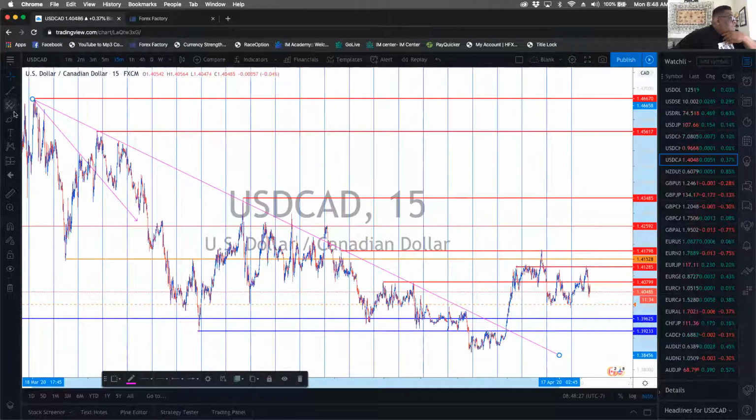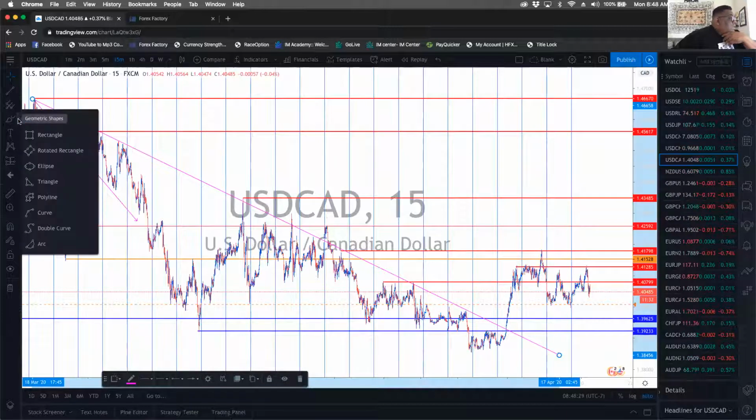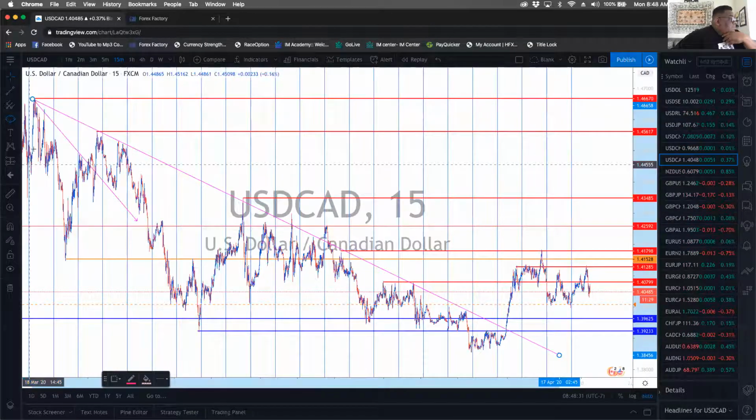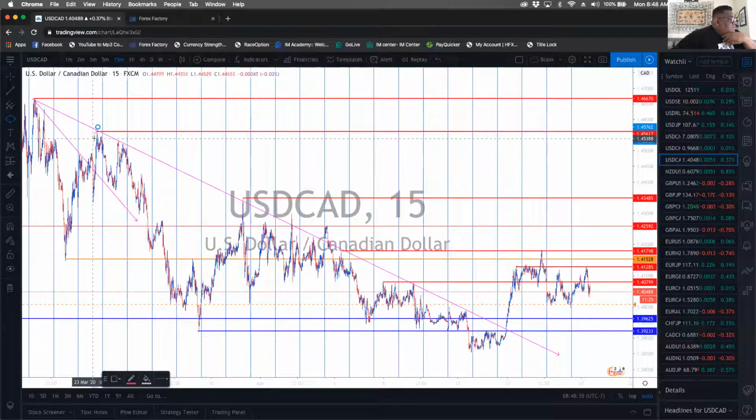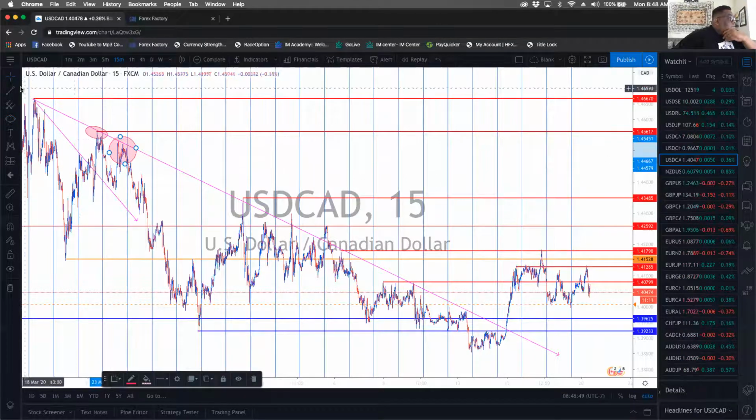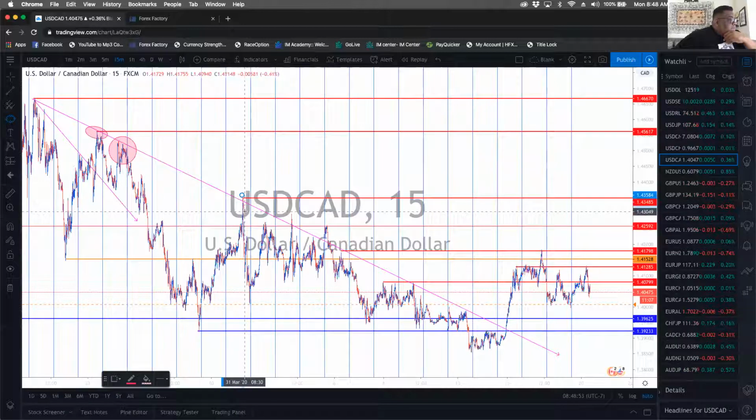Where's that other cool little tool? We got a little bubble. Look at that. It respected it here, right? It respected it a couple of times in here, right? Where else did it respect it? Respected it absolutely here, right? Look at that, man. The chart.